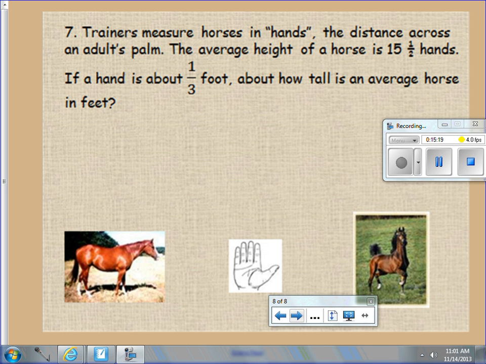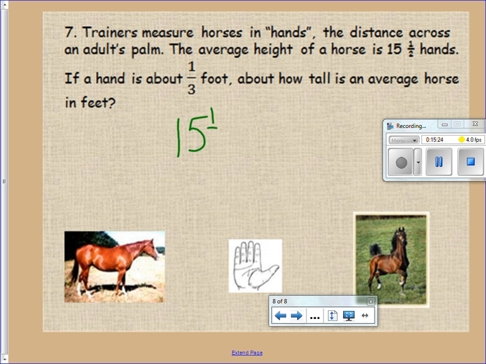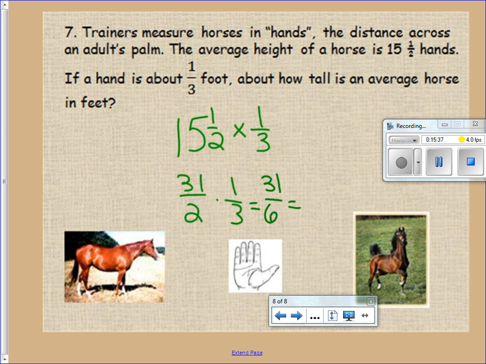If the hand is about 1/3 foot, and the average height is 15 and a half hands, you're going to take 15 and a half. That is what the average height is, and if each one of them is about 1/3 of a foot, we're going to multiply the two. Once you change 15 and 1/2 to an improper fraction, you're going to multiply it times 1/3. 31 times 1 is 31. 2 times 3 is 6. So we simplify that to 5 1/6 feet.